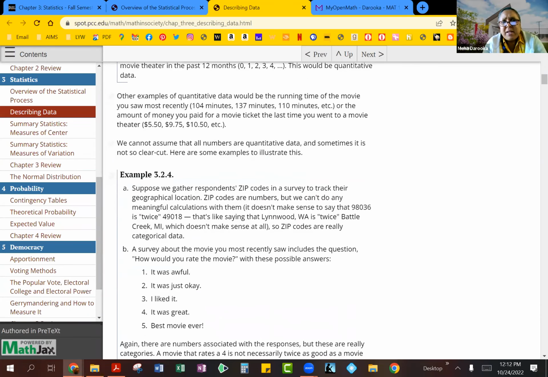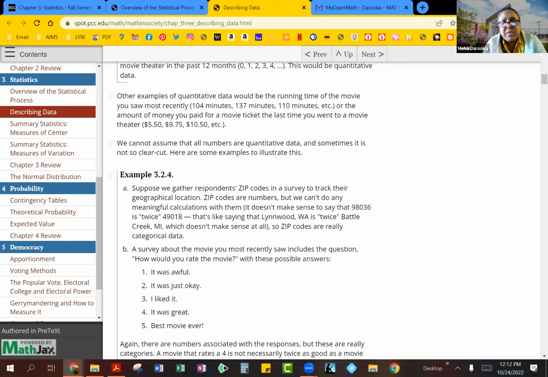And then they're talking about some other examples of quantitative data, such as how long is the movie? What was the running time? Again, that would be numbers: 104 minutes, 137 minutes. Or how much did you pay for the movie ticket the last time you went to the movie theater? That again would be numerical, your dollar amounts.